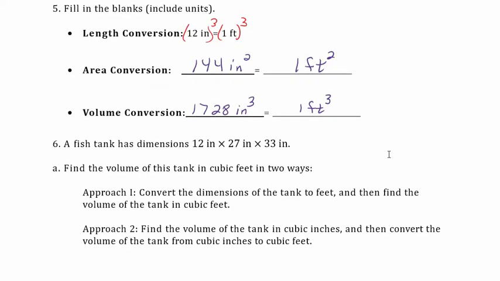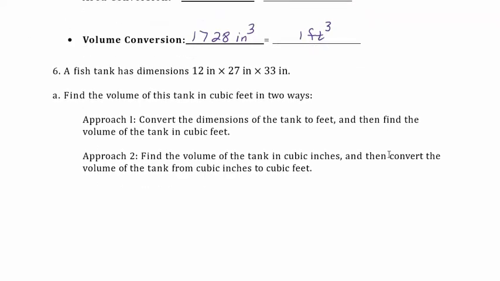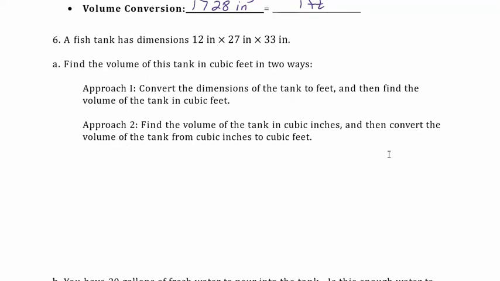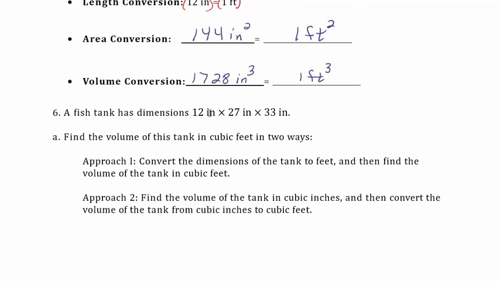Let's put these conversions to work and solve a problem. A fish tank has dimensions 12 inches by 27 inches by 33 inches. Find the volume of this tank in cubic feet in two different ways. Approach 1, convert the dimensions of the tank to feet, then find the volume. Okay, so we're going to take each of these dimensions here, and we are going to convert them to feet. So many feet by so many feet by so many feet, and then use those to find the volume.